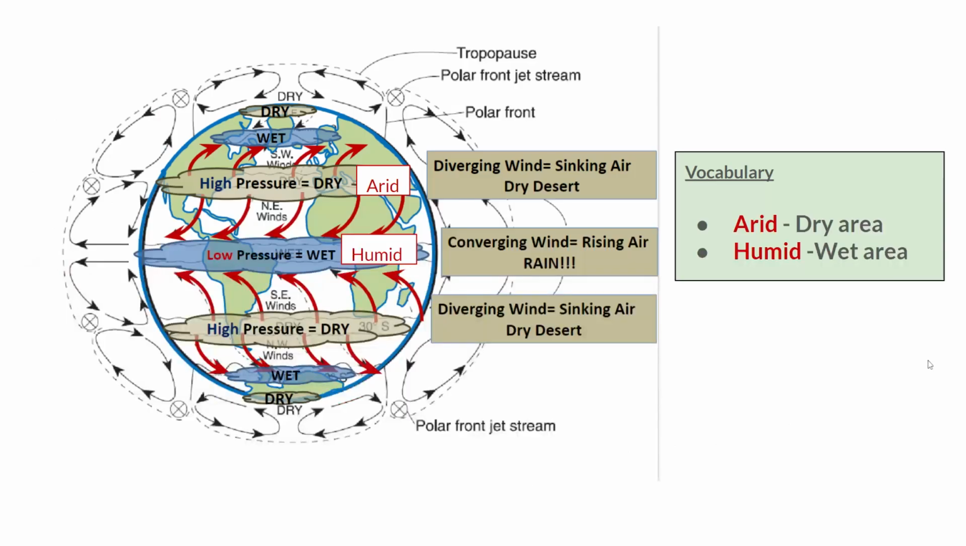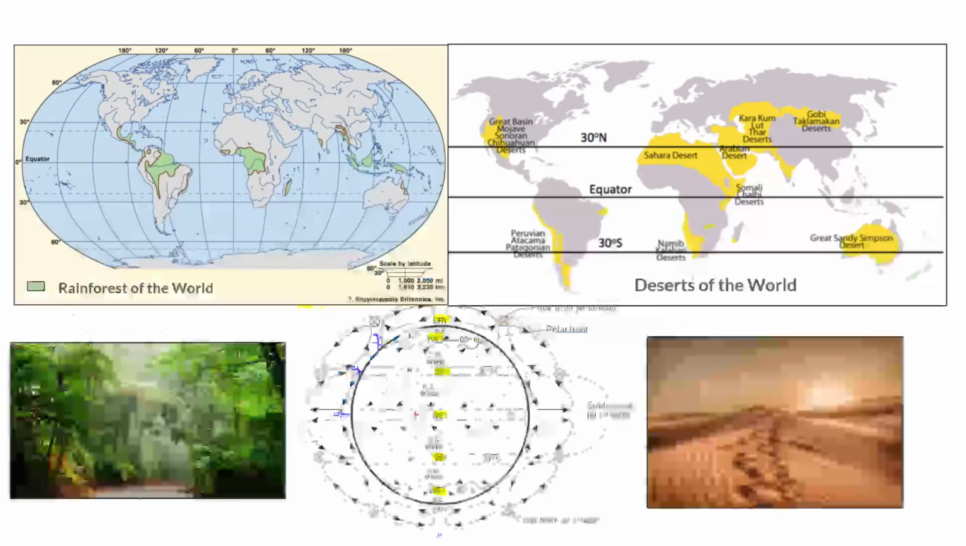So there are two extra vocabulary words you need to know. Arid means dry areas such as deserts, and humid means wet areas. So you might see these words a lot. Arid means dry, humid means wet. So in places with high pressure, we have dry areas or dry climate, right? And those areas are known to be arid. And places with low pressure are wet, right? Those places typically have rainforests, and those places are known to be humid.